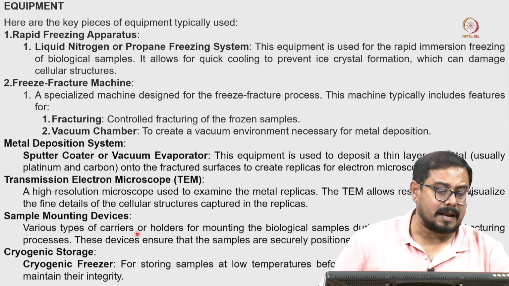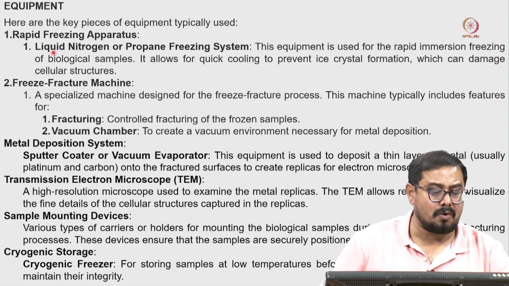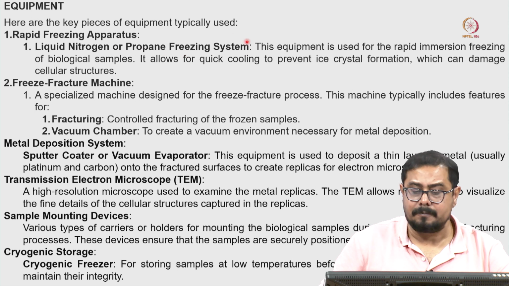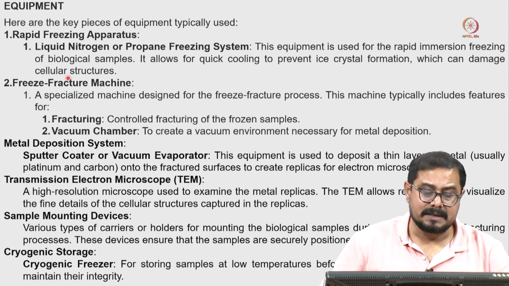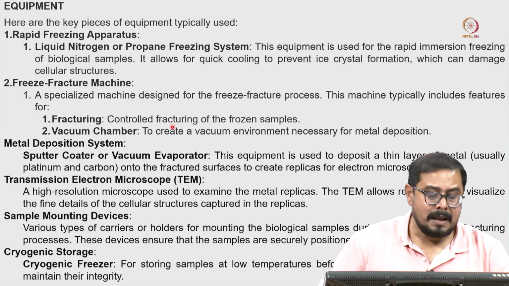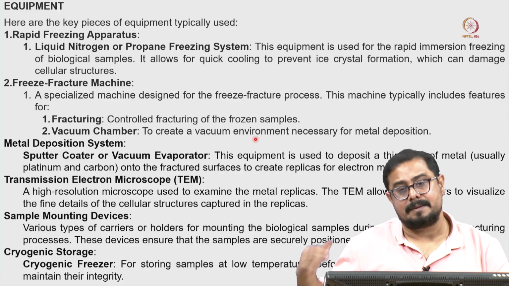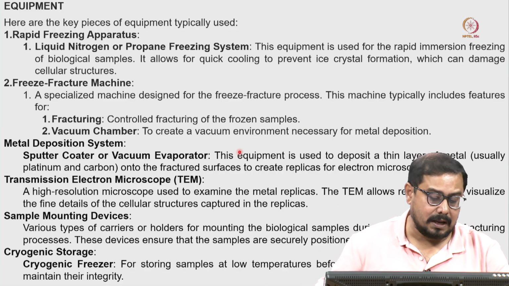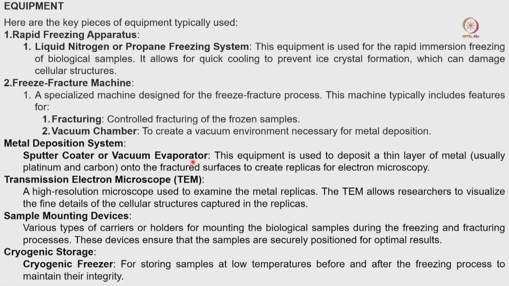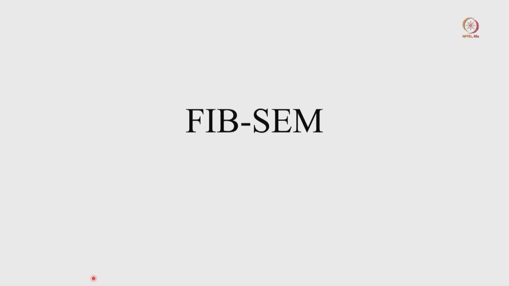Those are the equipment we can use for the freeze fracture. So, we definitely need liquid nitrogen or propane for the freezing system. So, a freezing machinery or freeze fracture machine is required, to control the fracturing of the frozen sample. A vacuum chamber is required, because as I mentioned, for the metal coating or carbon coating we need that kind of vacuum chamber, that sputter coater or the vacuum evaporator. Then a transmission electron microscope and sample mounting device, those are normal for any cryo-EM instrument.